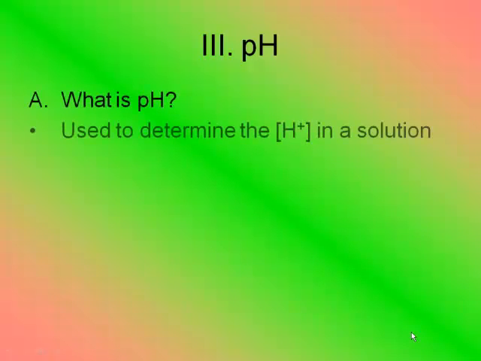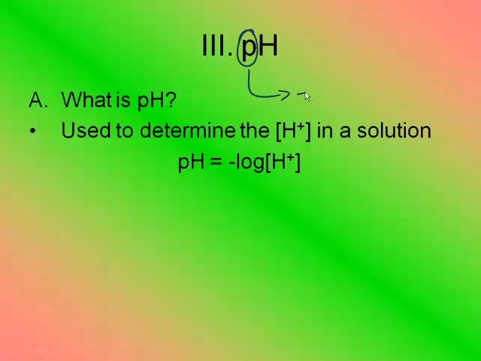So what exactly is pH? pH is used to determine the H+ concentration in a solution. The actual formula for it is pH is equal to negative log of H+. In reality, we're going to use this little P symbol a lot. This little P always stands for negative log. So whether it be pH, pOH, pKa, pKb, whatever it happens to be, it's always going to be negative log of something.